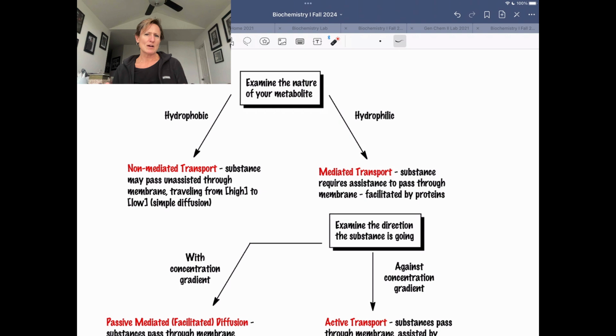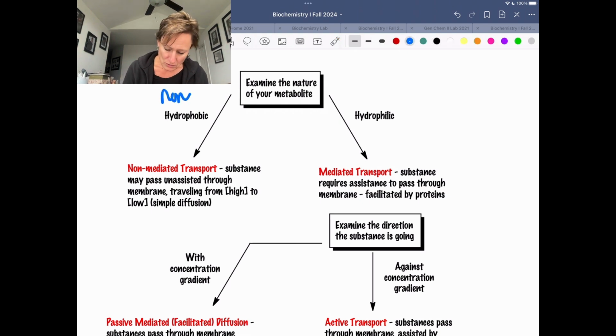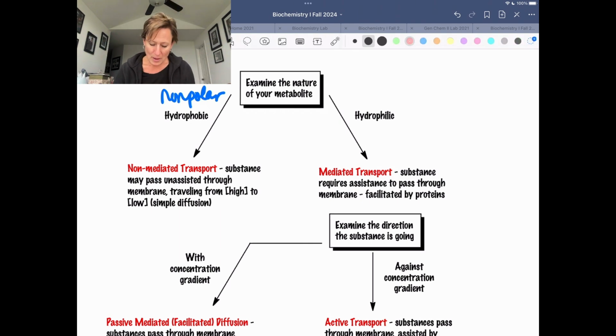Remember, what we're talking about here is transport across a lipid bilayer, generated again from phospholipids, and why we need to consider whether a substance is hydrophobic or hydrophilic is that things that are hydrophobic or nonpolar are really not going to need any assistance. So things that are nonpolar or hydrophobic are going to be able to pass through that membrane by what we call non-mediated transport. Remember, a mediator is something that helps something, so non-mediated transport means we don't need any help from anything.